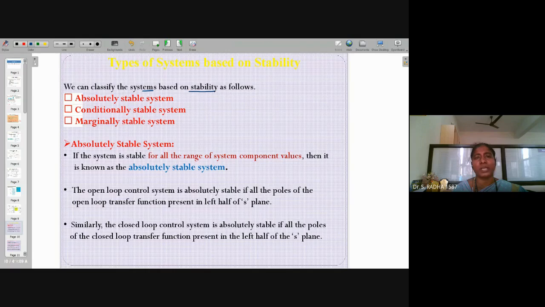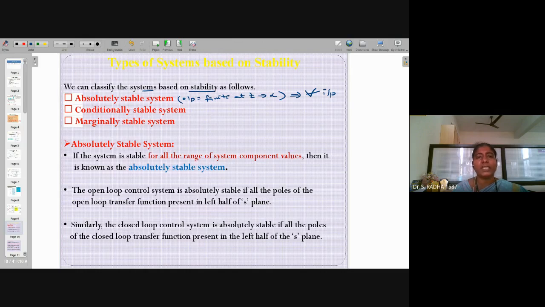Stable means in the output graph there are no fluctuations. It is going to a finite value. So stable means the output is going to a finite value as t approaches infinity. That is stability. And this occurs for all inputs, any type of input. That is called an absolutely stable system.